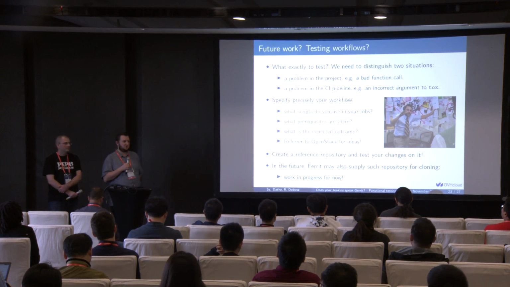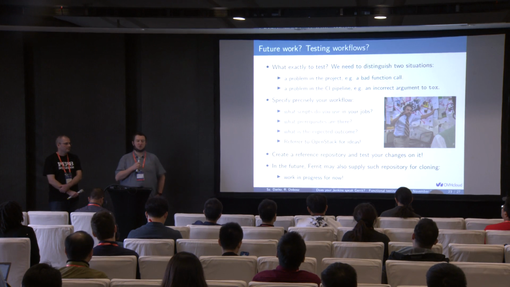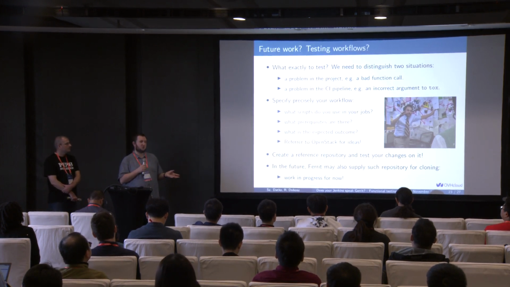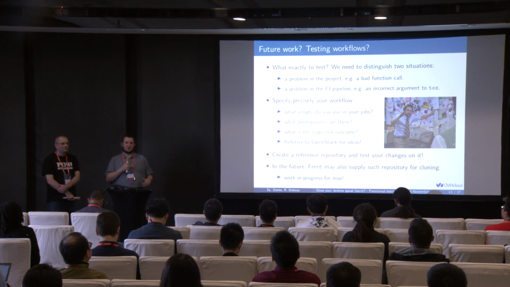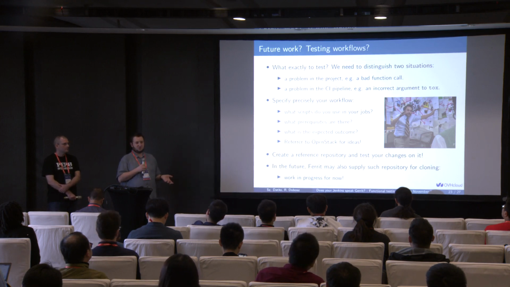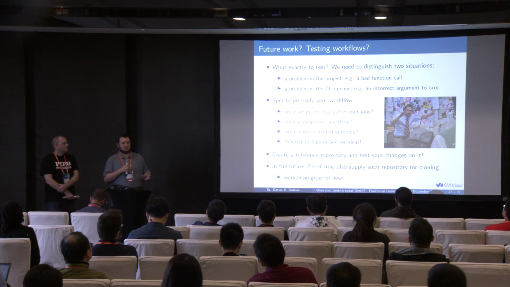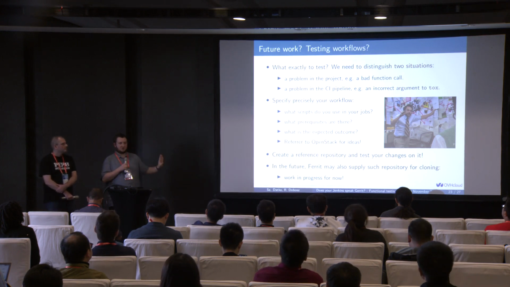I would propose to distinguish 2 scenarios. First is that you are testing some project and there is something incorrect in this project. Okay, there might be some call to a non-existing function or something. This is the project case, and for us as the CI guys, this is not the interesting part in this topic.